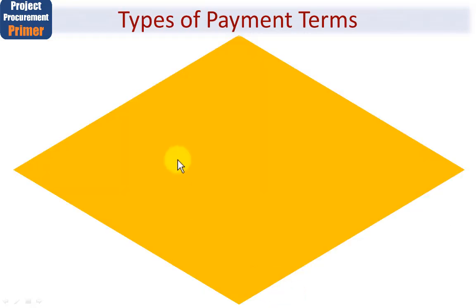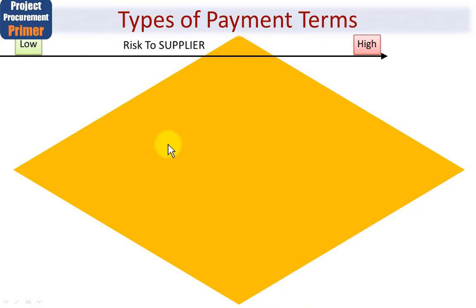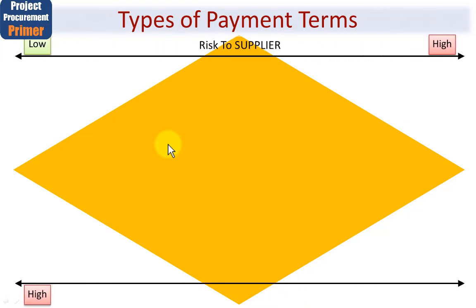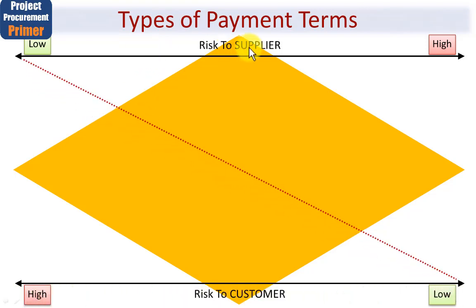Now we come on to different types of payment terms. This is quite a powerful diagram, as you will see. So what we've got here so far is at the top here, we've got risks to the supplier. That's the person who's supplying the goods or services. This end of the continuum, we have low risk to the supplier. This end, high risk to the supplier. Down the bottom here, risk to the customer, or the buyer if you will. High risk this end and low risk that end.